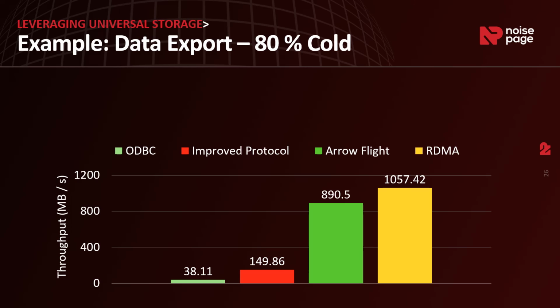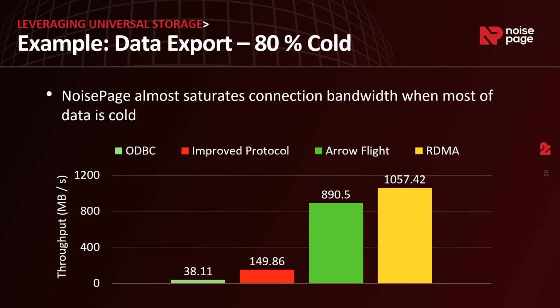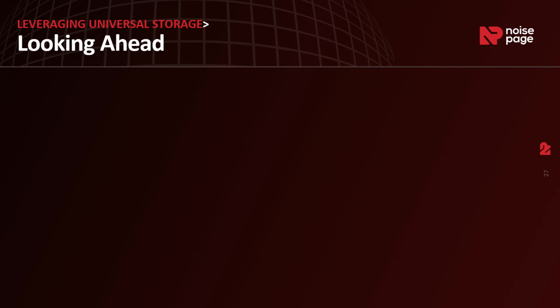Here's what we get with Arrow storage. NoisePage is able to almost saturate the 10 gigabit network we tested it on. Arrow Flight in particular is surprisingly able to achieve performance close to RDMA thanks to Arrow native storage. The two wire protocols, on the other hand, are not doing so well. This is just a small example of what universal storage can do for us in the data processing pipeline.